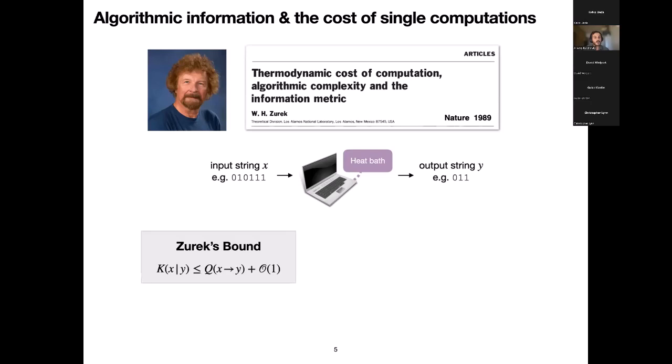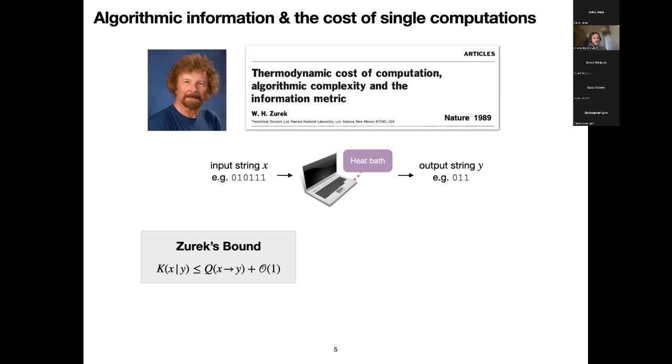And what Zurek proposed is that in carrying out this computation by a physical process, there's a fundamental bound on the generated heat. Now, notice we're not averaging the heat across the ensemble. We're saying the heat just produced in that single instance is bounded by the conditional Kolmogorov complexity of x given y. And I should point out a few things. First, this is a classical system, and it's a deterministic computation, so y is always produced.